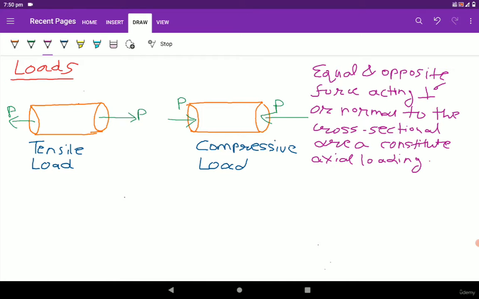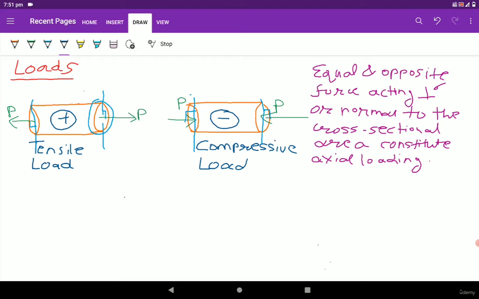So this load is perpendicular to this cross-section, that is, it makes 90 degree to the cross section. It is normal to the cylindrical cross section. Now let's focus on the sign convention. So generally we take positive sign convention for tensile loading, and for compressive loading we take negative sign convention.